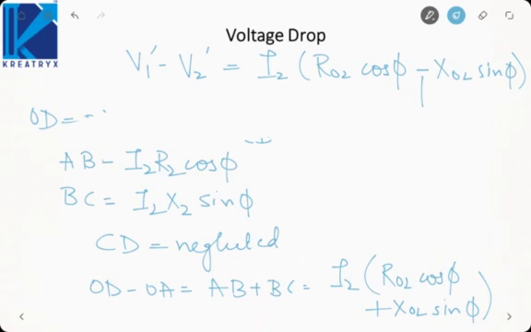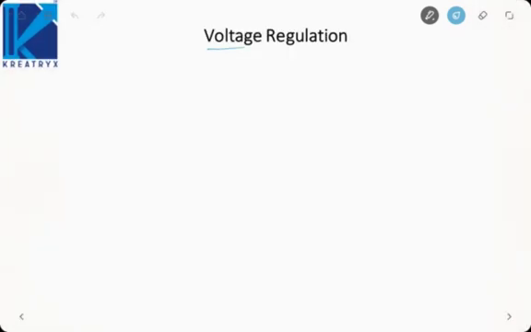So leading load has a minus sign and lagging load has a plus sign. That is the voltage drop in case of transformer from the induced EMF to the terminal voltage. This we have approximated, so this is an approximate expression, not the exact formula. Now the next index that we define for measuring the transformer performance is voltage regulation. What is voltage regulation? Voltage regulation basically denotes the voltage fluctuation.